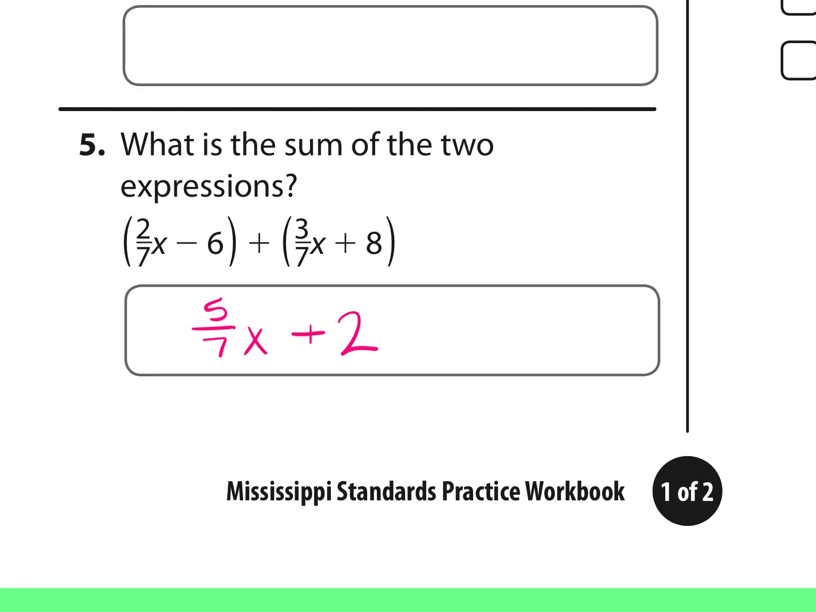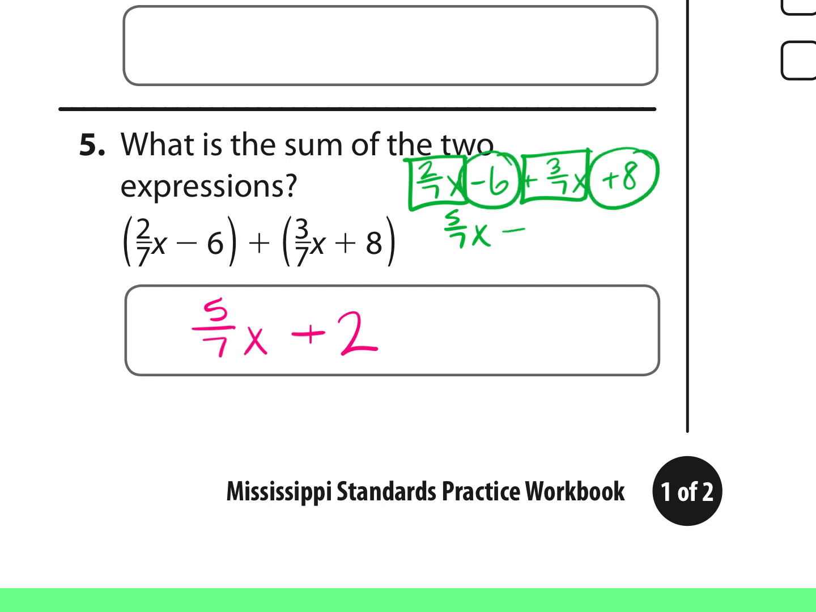Number 5, normally we do distributive property first, but there's really nothing to distribute because we're distributing a +1, so nothing changes. So I'm just going to bring over my terms. And now I have my x terms. 2/7 plus 3/7 x is 5/7 x. Those are like terms because they just have x. And then my constants, they're like terms. -6 plus 8 is +2.